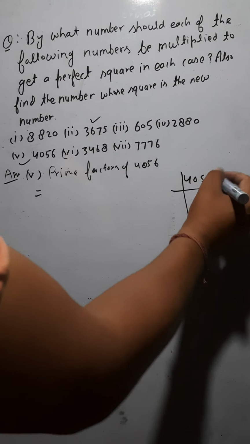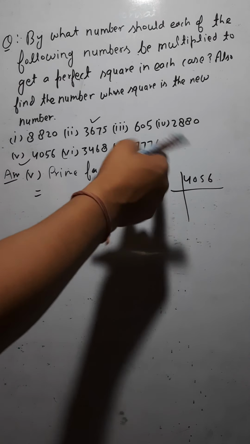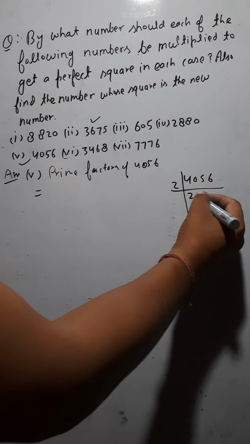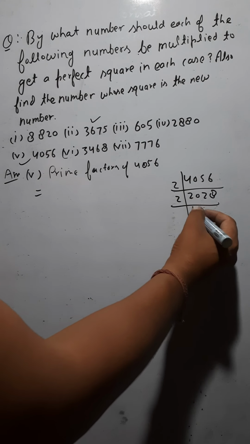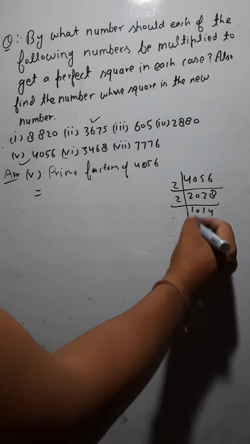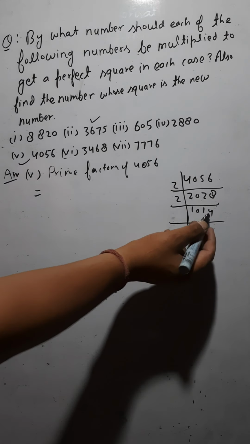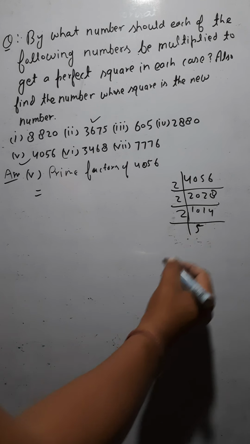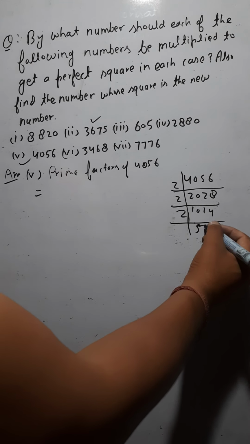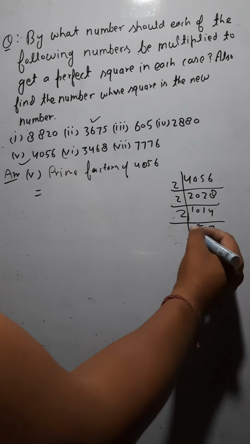4056, it is ending with 6 there. 6 is an even number, so it would be divisible by 2. 2 2s are 4, then 0, 2 2s are 4, 2 8s are 16. Again it would be divisible by 2, 2 1s are 2, 0, 2 4s are 8. Again it would be divisible by 2 because it is ending with 4, which is an even number. So 2 5s are 10. 1 not divisible, so write 0, then 2 7s are 14.